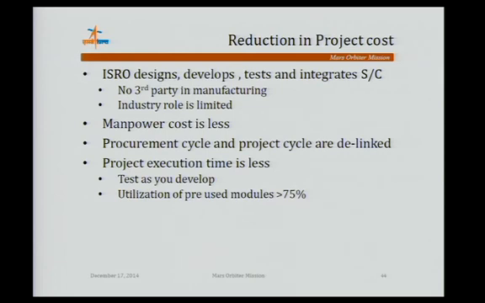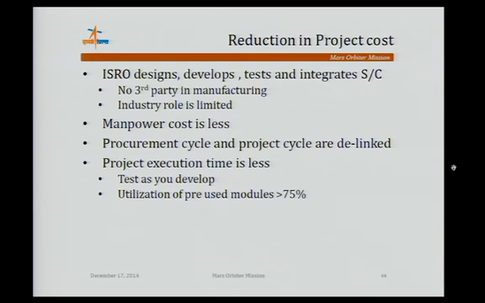That means basically as and when it is developed, it is tested. That way parallel teams are working on it, and you are able to reduce the time. And utilization of pre-used modules. That means for software development, most of the modules are reused as such. Development is required only for the MOM-specific requirements. That way cost was very less compared to other missions.